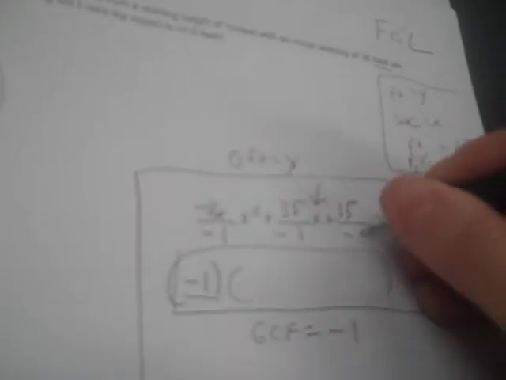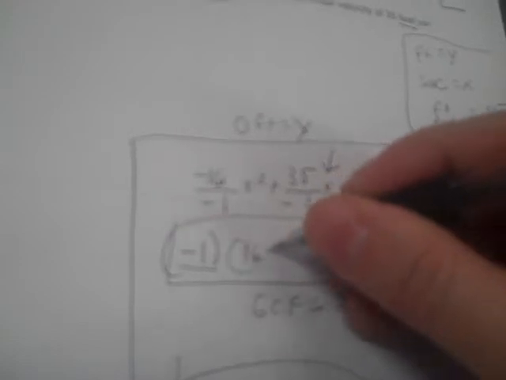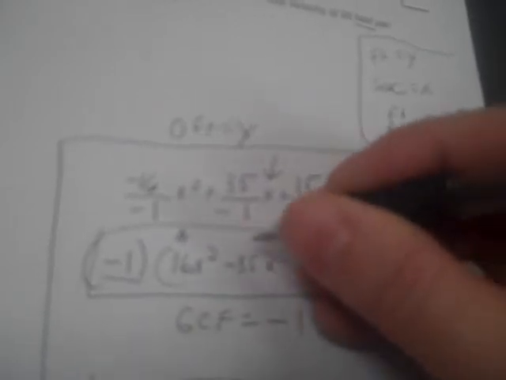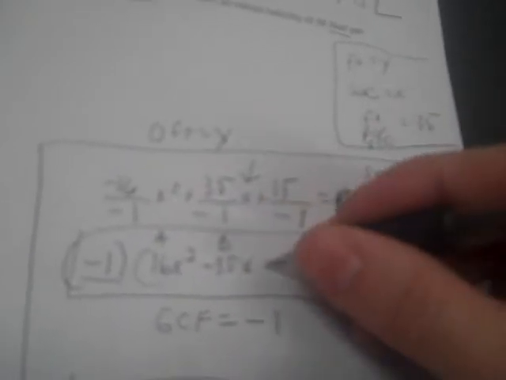So let's go divide all these. And all that happens when you divide by negative 1 is the sign turns. So that'll be positive 16x squared, that's my A. Minus 35x, that's my B. And then minus 15, which is my C.